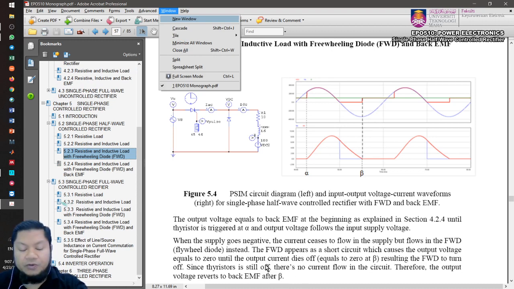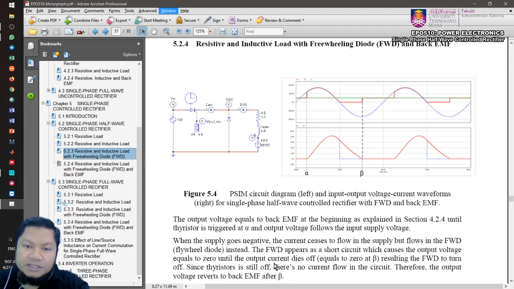Okay, so we continue with this resistive and inductive load with freewheeling diode and back EMF. So the same circuit, a half wave rectifier. Now we add the back EMF. So again, why do we have this back EMF? Because it's due to the DC motor operation. We drive this DC motor, and that's why we have this back EMF in the output side together with the R plus L.